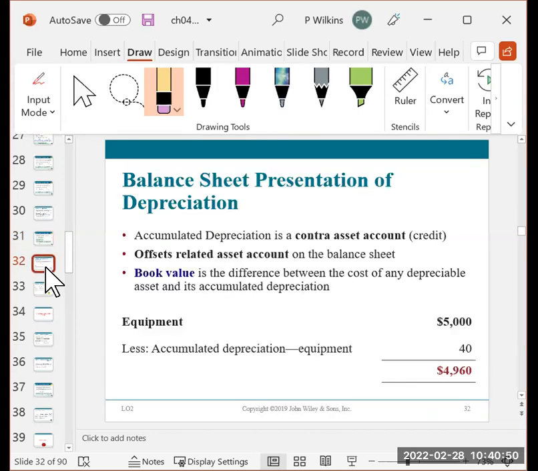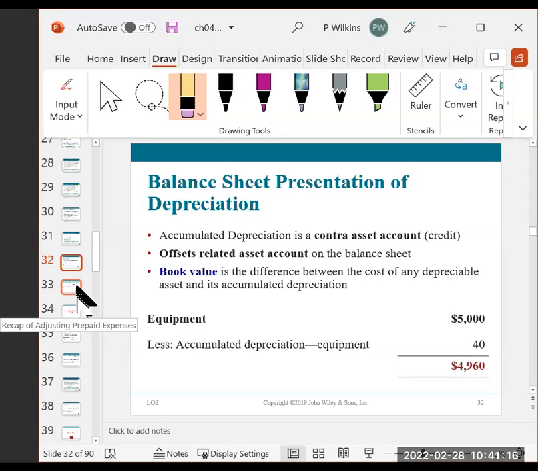All right. And then this is just kind of showing an oversimplification of how it looks on the financial statements. You already did this in chapter 2, where it shows equipment, 5,000, and then less accumulated depreciation equipment, 40. So then the book value of this asset would be $4,960, the book value. That's not how much it's worth. That's the revenue producing ability that's left in that asset. And there's a whole process to figure that out, okay?